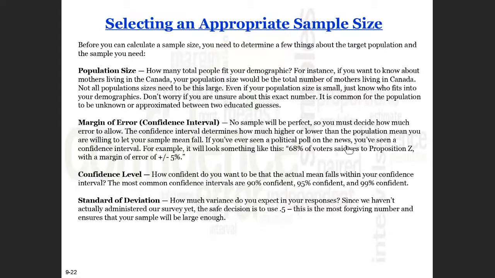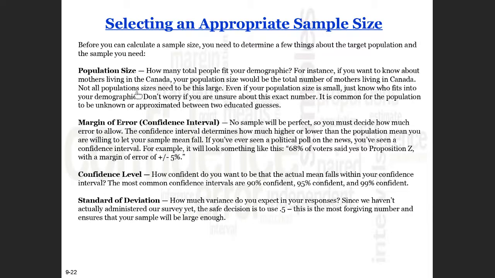Now, when you are doing a study, if some of you are doing a case study and you want to pick an appropriate sample size, before you calculate a sample size, you need to determine a few things about the population. First, how many total people fit into the demographic that you're looking at, if you're using people? You don't have to use people, it can be anything. So for instance, you want to know about mothers living in Canada. Your population size would be the total number of mothers living in Canada.